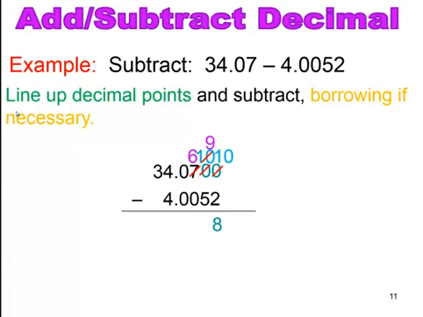And you see here I have 9 minus 5, so I'm going to end up with 4, and then 6 minus 0 is going to be 6. 0 minus 0. Bring down that decimal place, and now I have 4 minus 4 is 0, and 3 just comes down. So I just subtracted the 34.07 by the 4.0052. And this is my answer.